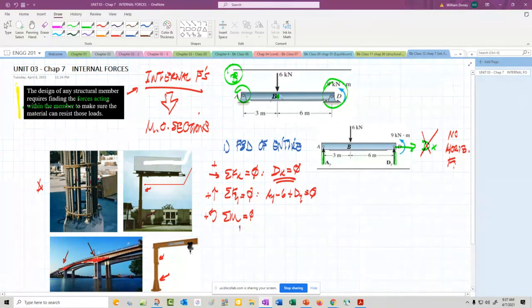And I'm going to sum moments about D. I could sum them about A. It doesn't matter. But if I sum about D, I'll find out what's happening at A. And if I sum about A, I'll find out what's happening at D.